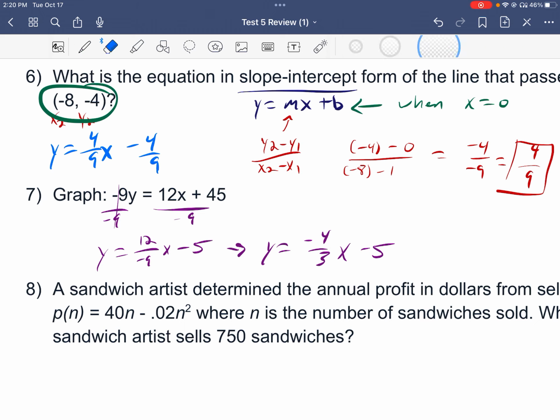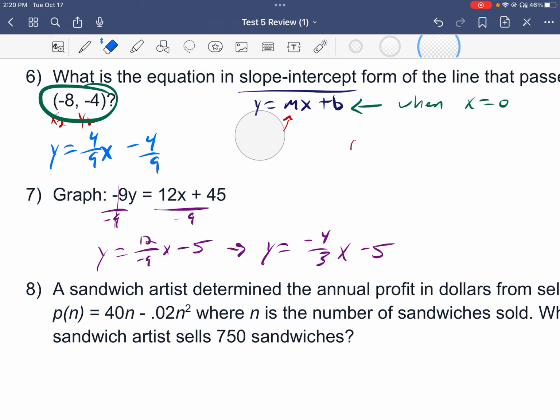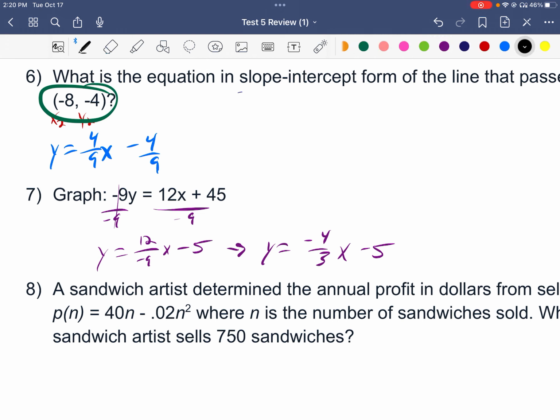I'm going to erase the work up above. I'm going to just kind of sketch a graph. I know that the y-intercept is negative 5. That's going to be my first point. I'm just going to make 2 points on here. So I'm going to start at negative 5 for the y-intercept. My slope is negative 4 over 3.